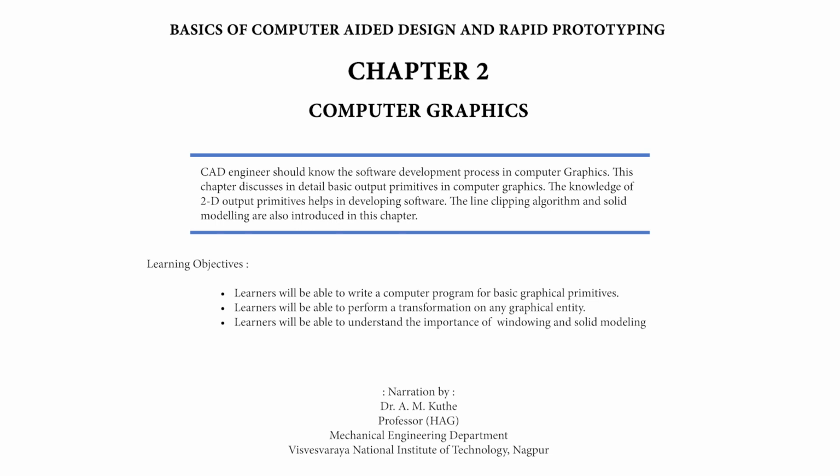Learning objectives. Number 1. Learners will be able to write a computer program for basic graphical primitives. Number 2. Learners will be able to perform a transformation on any graphical entity. Number 3. Learners will be able to understand the importance of windowing and solid modeling.